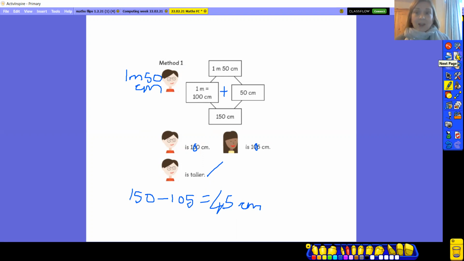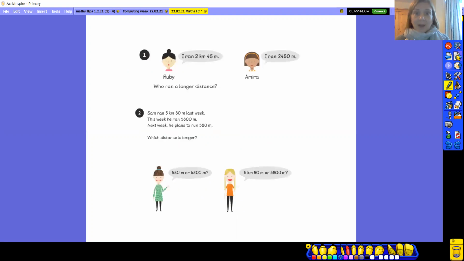Okay, let's go to the next page. We have learned that we need to convert the different distances into the same unit of measurement to be able to compare them easier. On this question, we've got Ruby, who's run 2 kilometers and 45 meters, and then Amira, who's run 2,450 meters. What we need to do here is convert one of these unit measurements into the other. I'm going to convert Ruby's measurement into the same as Amira's.